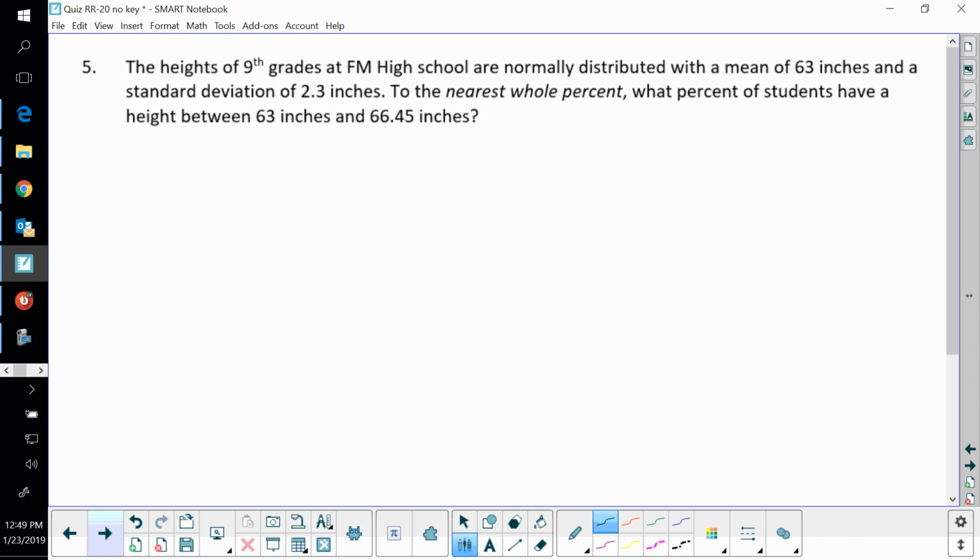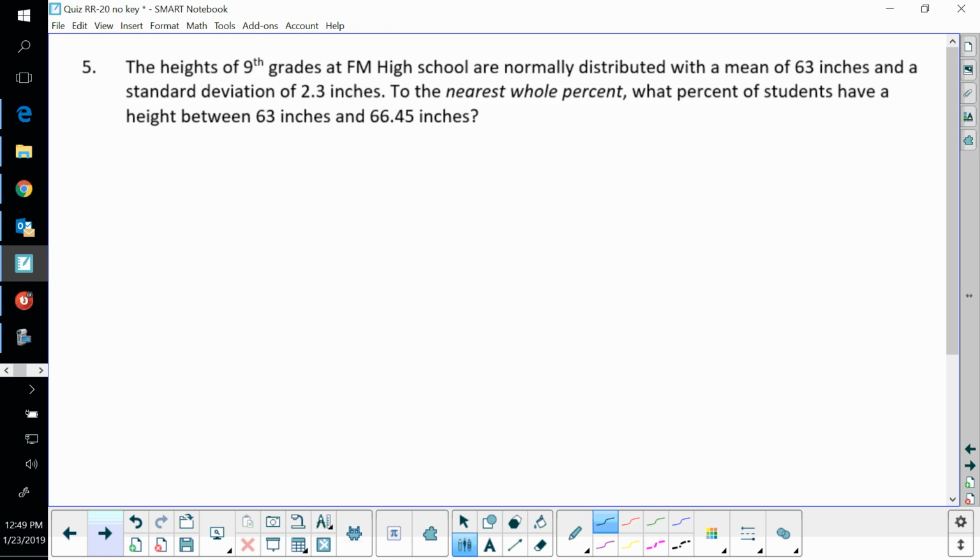All right, so now on to some free response questions. The heights of ninth graders at FM High School are normally distributed with a mean of 63 inches and a standard deviation of 2.3 inches. To the nearest whole percent, what percent of students have a height between 63 inches and 66.45 inches?